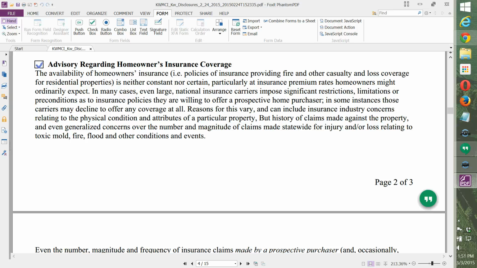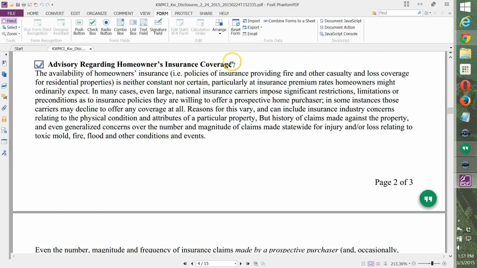There are two issues regarding the insurance coverage. If the house has had too many claims submitted, they don't want you to have insurance. And if the buyers, that's their problem, but if they've submitted too many claims in the past, the insurer may not want to insure them. So there's an advisory regarding homeowners insurance. Why is that needed? Why can't you just waive it?